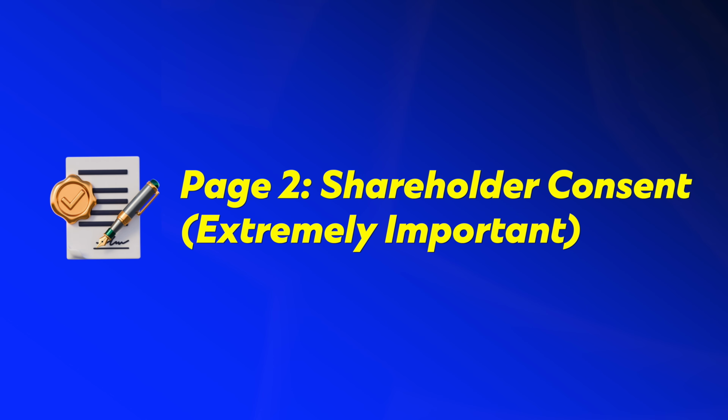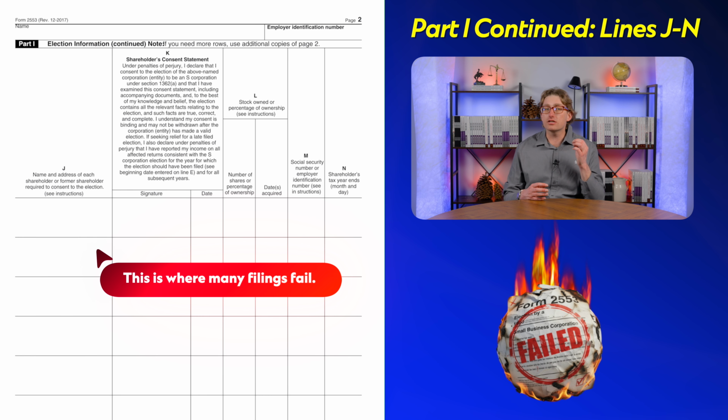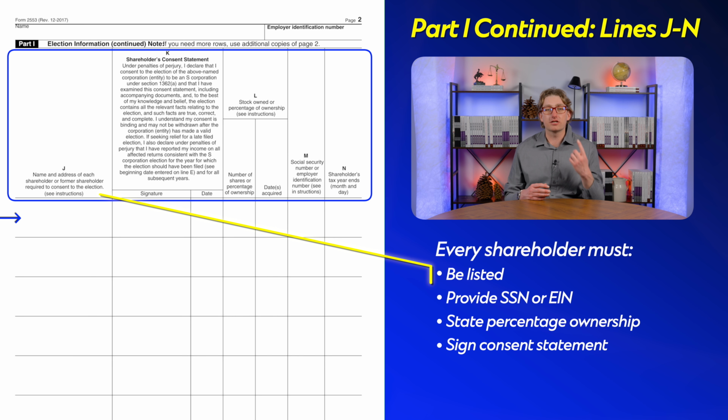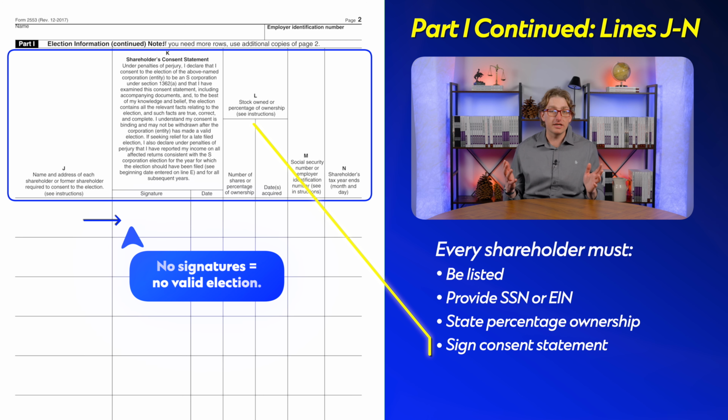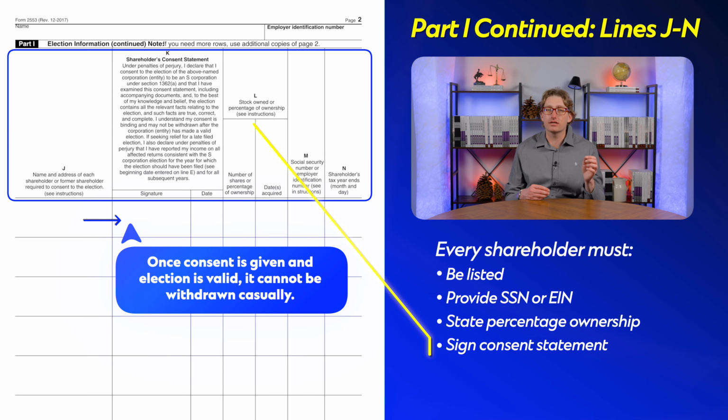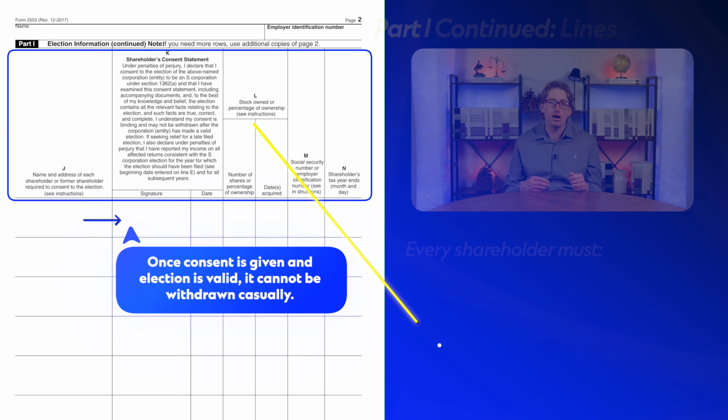Page 2 is the shareholder consent, and this is extremely important. This is where many filings fail. Here, every shareholder must be listed, provide a social security number or EIN, state percentage ownership, and sign a consent statement. If there are no signatures here, there's no valid election. Also, once consent is given and the election is valid, it cannot be withdrawn casually, so keep that in mind.